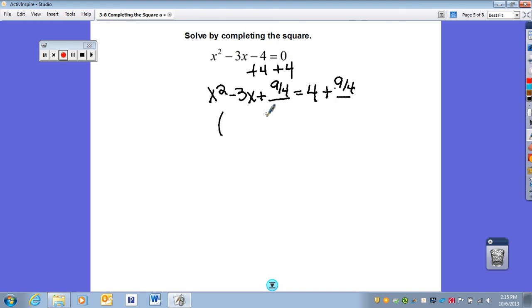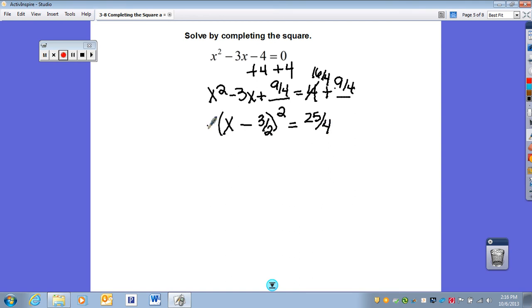When we factor, we take the square root of x squared, which is x, and the square root of 9 over 4, when we take the square root of the numerator and then the denominator, we have 3 over 2, and the sign of our middle number is minus. Now what we'll do is we'll make 4 an improper fraction. That would be 16 over 4, and when we add 16 over 4 and 9 over 4 together, our sum would be 25 over 4.